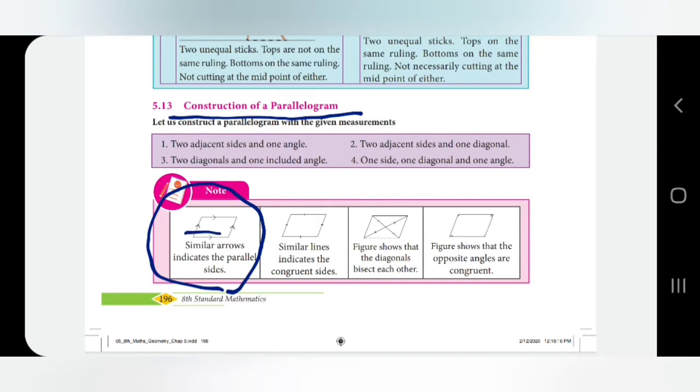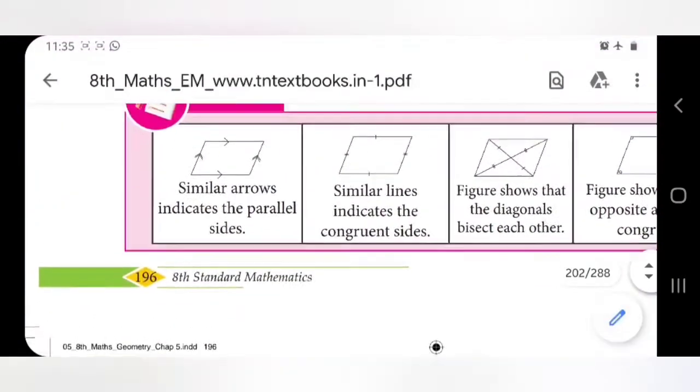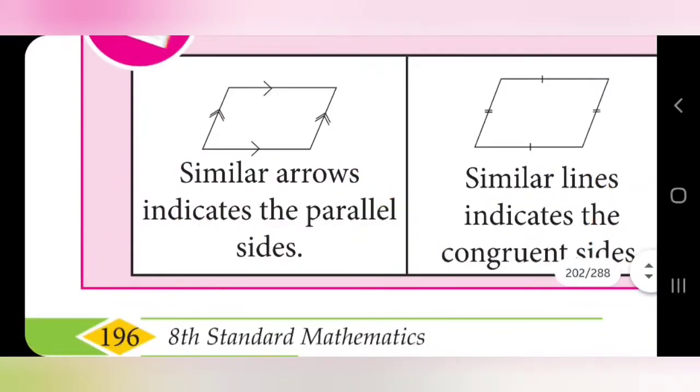If you see the similar arrows, I'll zoom in. Here two arrows, here also two arrows are there. So both the sides are similar. Here you can see one. These both are similar. Like that you can identify them in the shapes. Here also these lines indicate similar sides. Two lines are there, these are similar. These opposite lines have one each, so these two are similar.